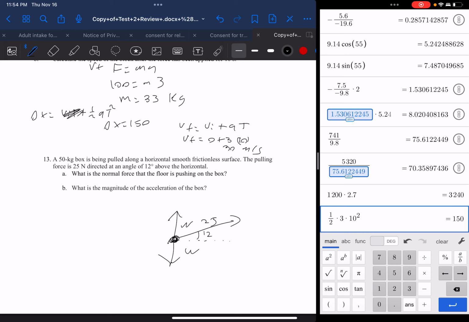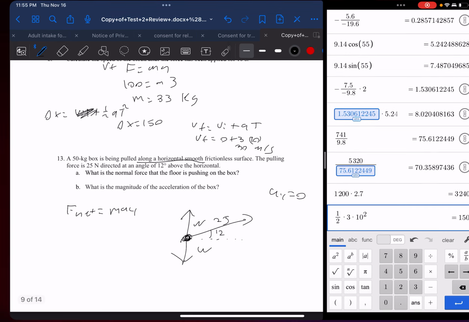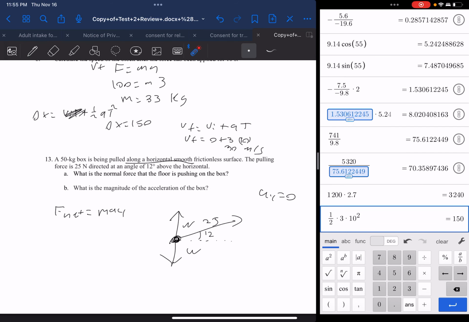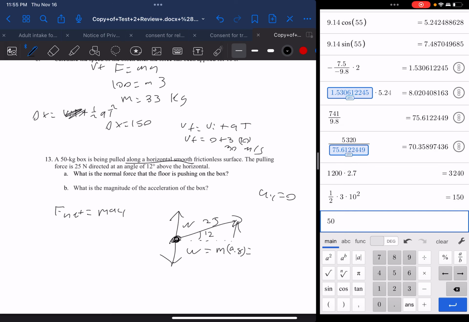In order to calculate the normal force, we need to realize that the box is moving along the horizontal smooth surface, which means it's not going up or down, which means that a_y equals 0, which means we have equilibrium in the y direction. The net force in the y direction equals m a_y. a_y equals 0, which means the net force in the y direction needs to equal 0, which means, in other words, all of our up arrows need to equal all of our down arrows. So we have one down arrow, which is the weight, equals the mass of the box times 9.8. We can calculate it pretty easily as 50 times 9.8, which is 490.